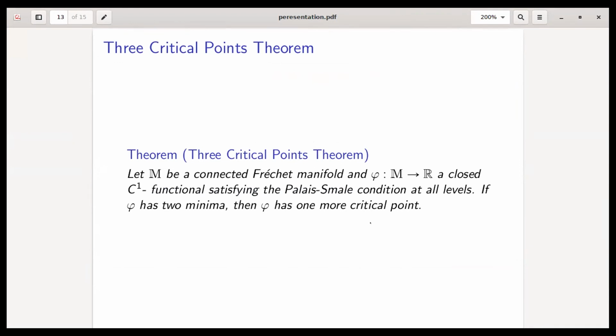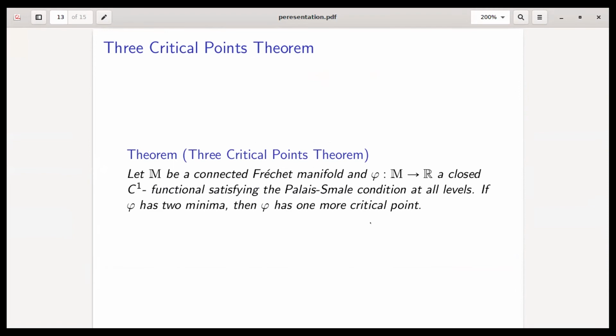One of them is to prove the three critical point theorem that says that a function that satisfies the Palais-Smale condition and has two minima, then it has one more critical point, which is proved by the mountain pass theorem.